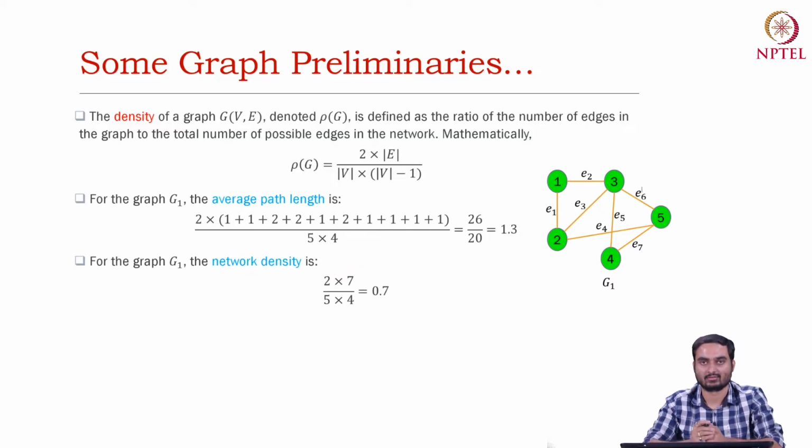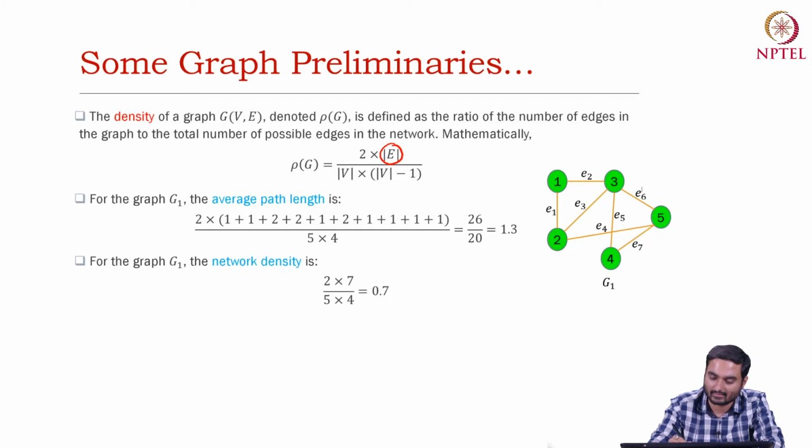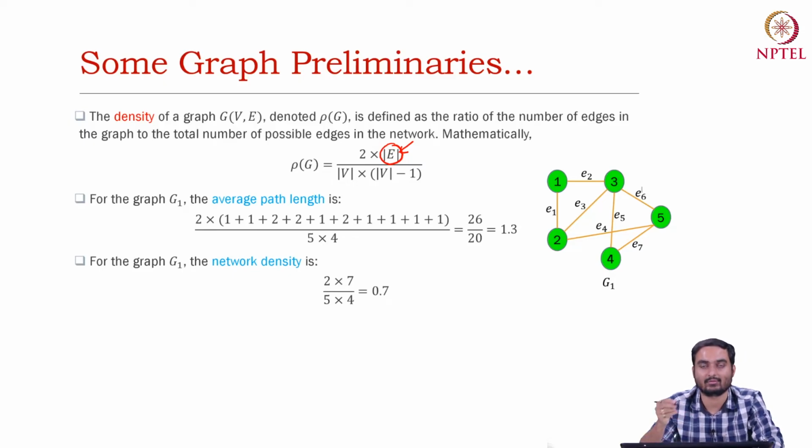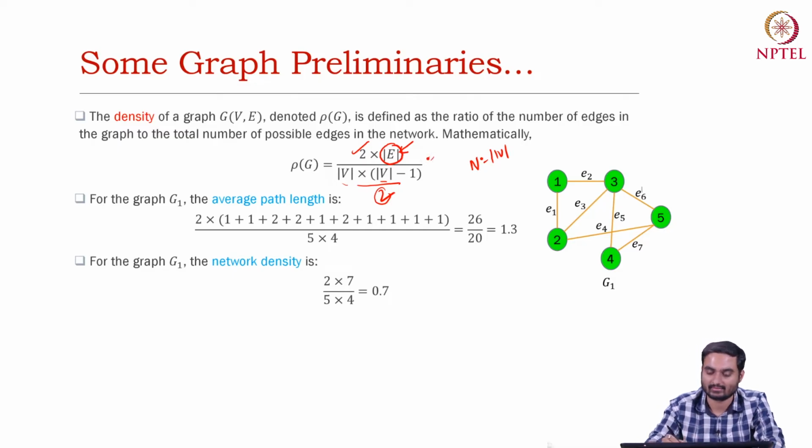Now let us move to the next property, which is called the density of a network. Again, this is very simple. The density is essentially the number of edges present in the graph over the maximum possible edges that can be there. So the number of edges present in the graph is mod E, the cardinality of the edge set. And the possible number of edges would be n into n minus 1 by 2. Now what is n? N is mod V. So mod V into mod V minus 1 by 2. So this is the density.